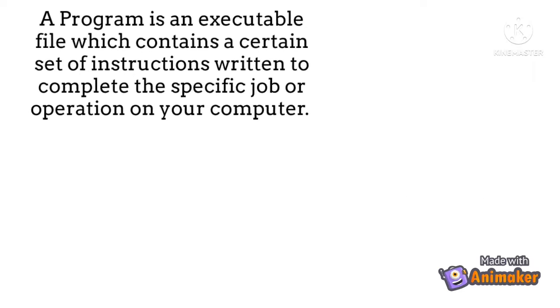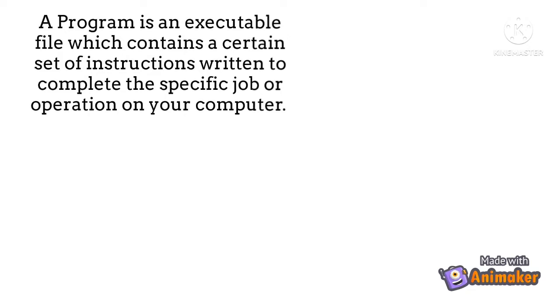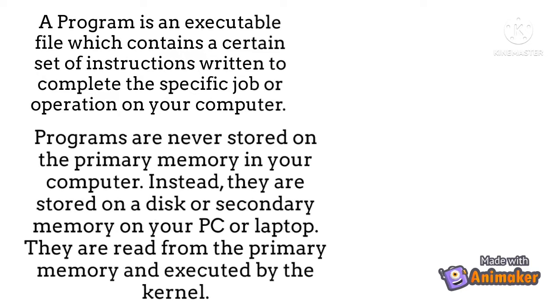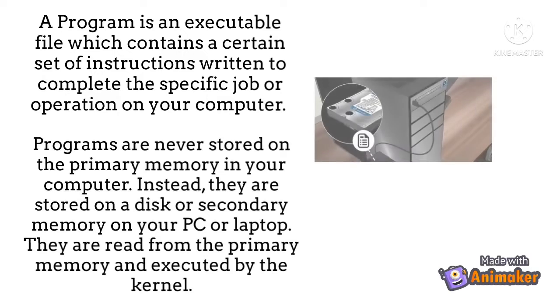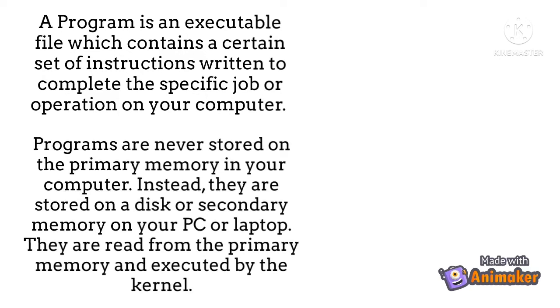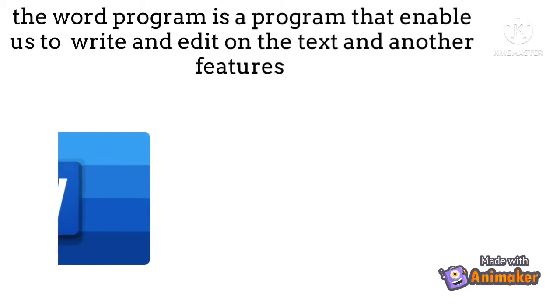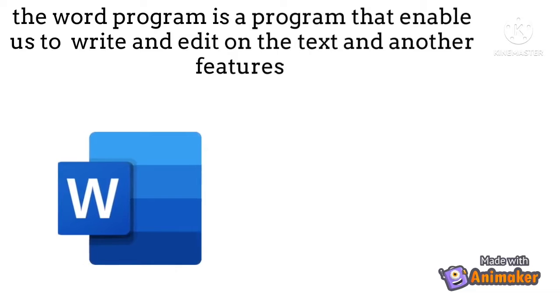A program is an executable file which contains a certain set of instructions written to complete a specific job or operation on your computer. Programs are never stored in the primary memory of your computer. Instead, they are stored on a disk or secondary memory on your PC or laptop. They are read from the primary memory and executed by the kernel. For example, Word is a program that enables us to write text and use other features.